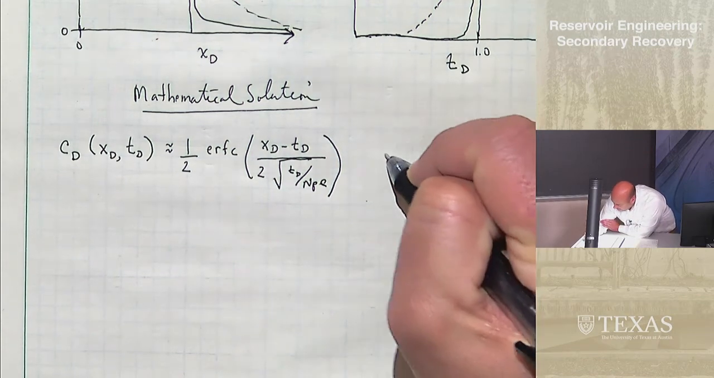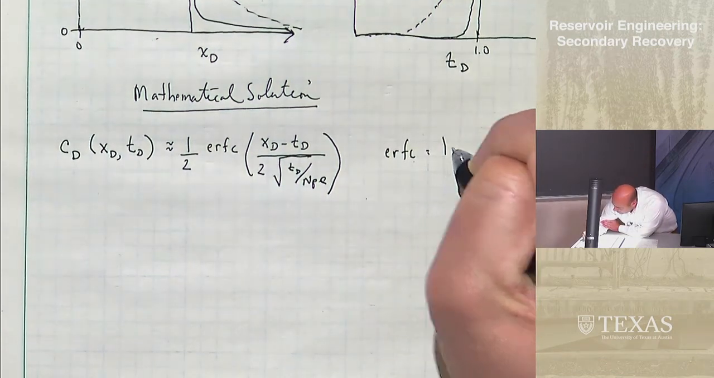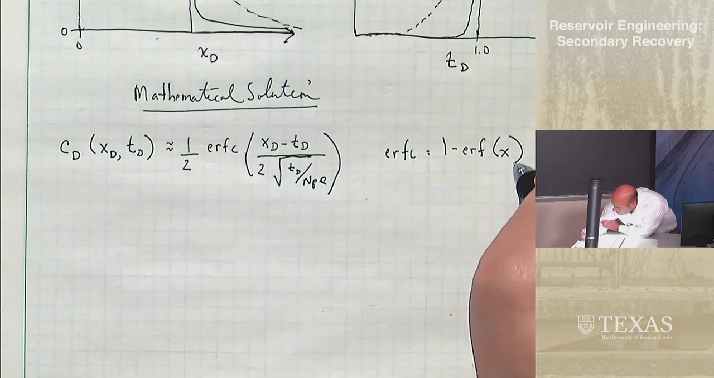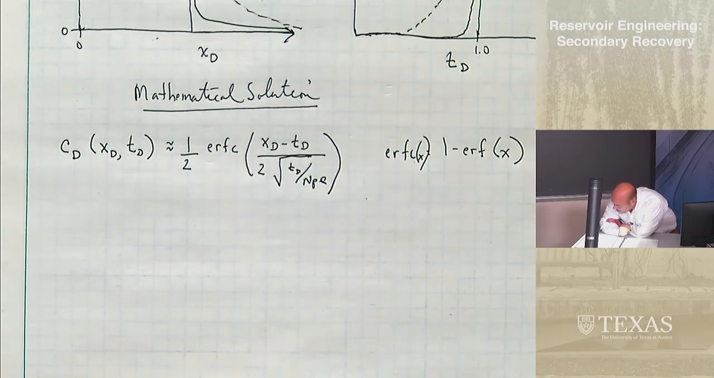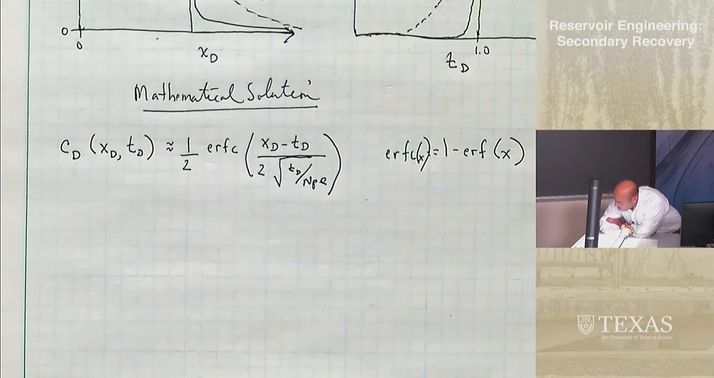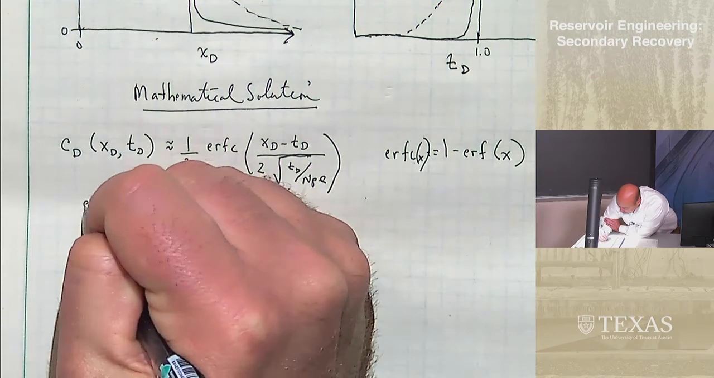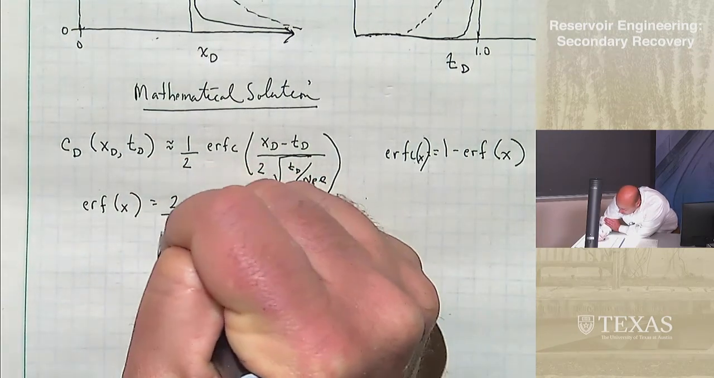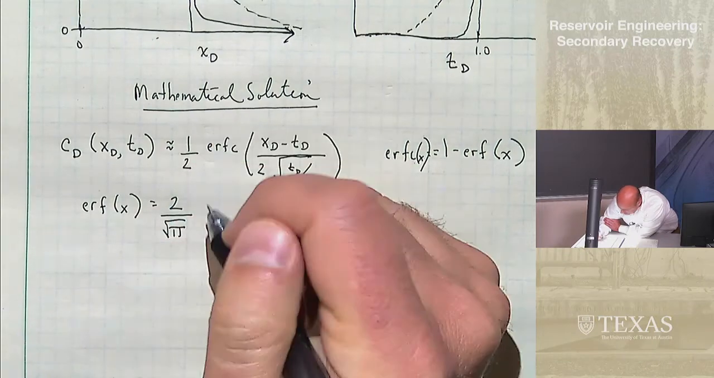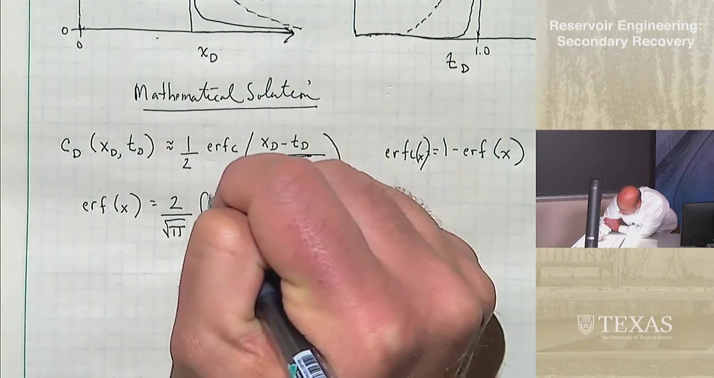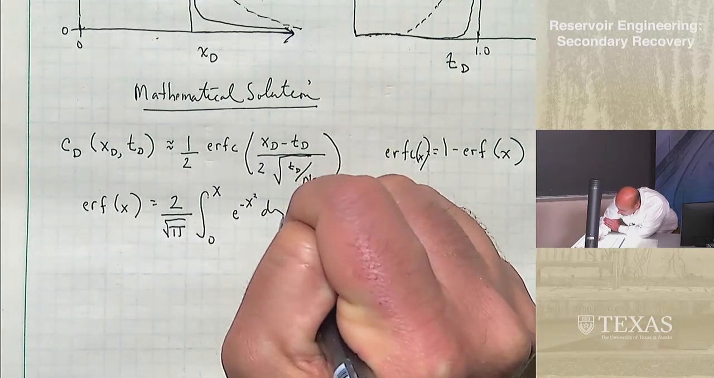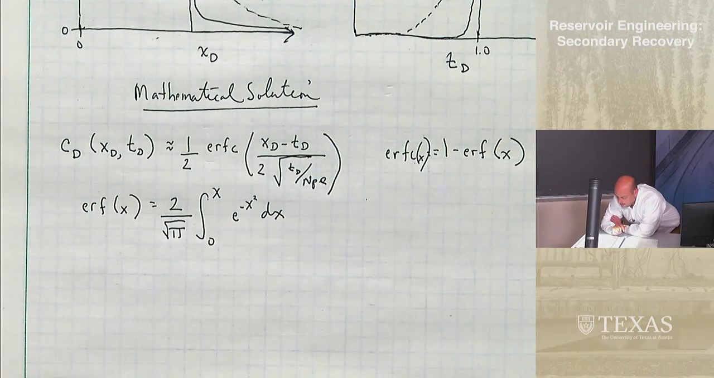The complementary error function, first off, is 1 minus what's called the error function, ERF. Okay, so the complementary error function of some variable x is equal to 1 minus ERF x. So what is ERF? ERF, the error function, is 2 divided by the square root of pi, the integral from 0 to some x of e to the minus x squared dx.